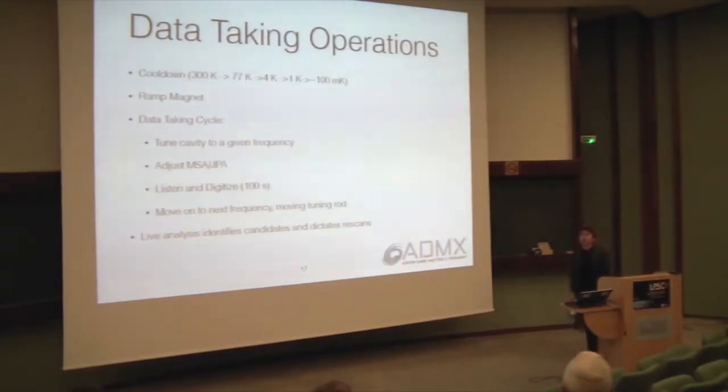And so actually operating ADMX, there's initially a cool down from room temperature: nitrogen, liquid helium, pumped helium-4, and then finally turning on the dilution refrigerator, mixing helium-3 and helium-4, getting to millikelvin temperatures. If everything's okay, we ramp the magnet, and now we can start taking data, listening for axion to photon conversion.